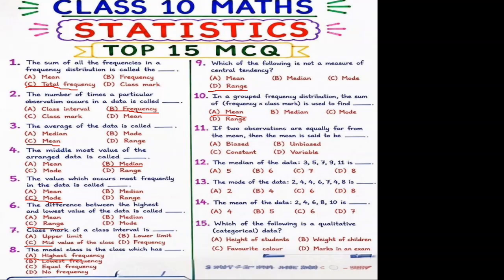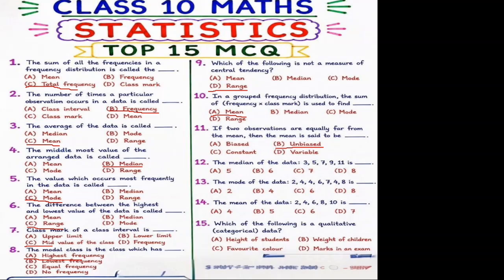So moving up to question number 11, it says if two observations are equally far from the mean, then the mean is said to be dash. A biased, B unbiased, C constant, D variable. The correct option is option B, which is unbiased, since the two observations are equally far from the mean. So the correct answer is unbiased.